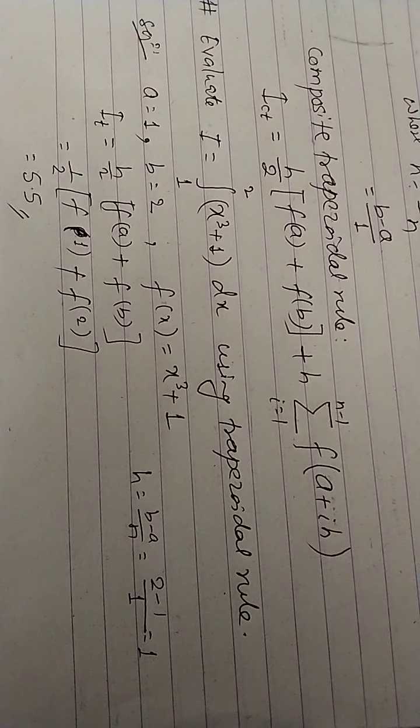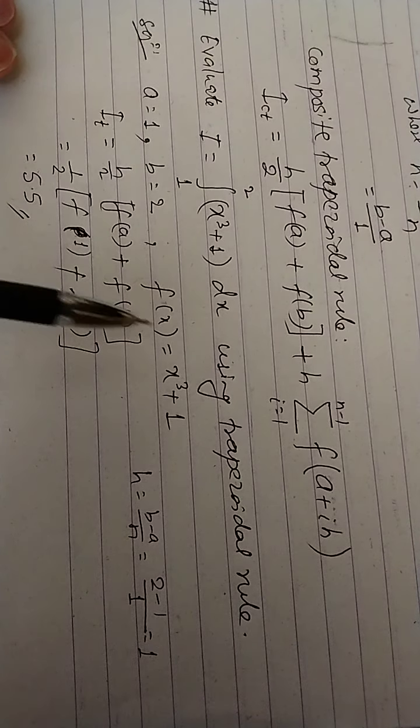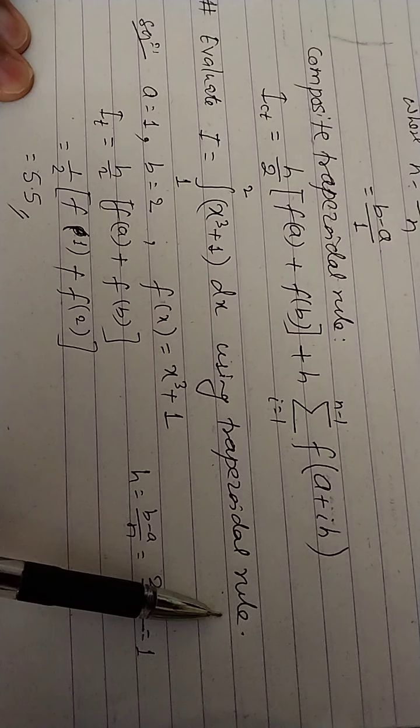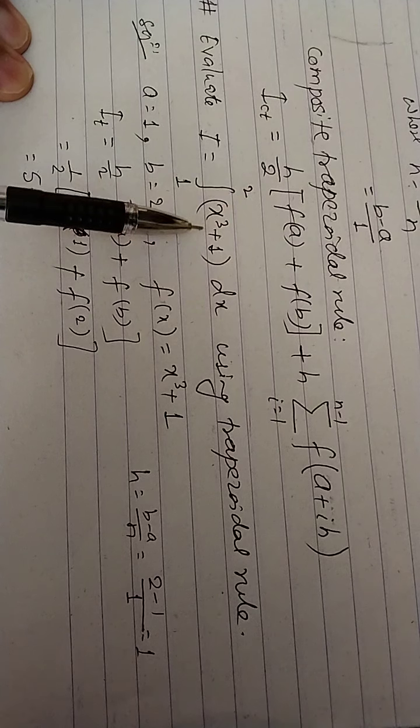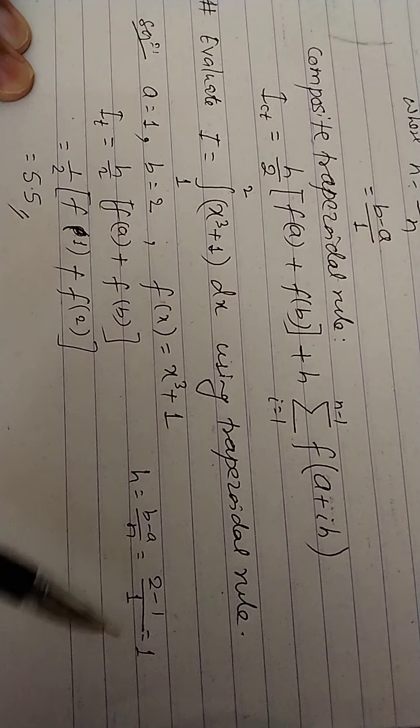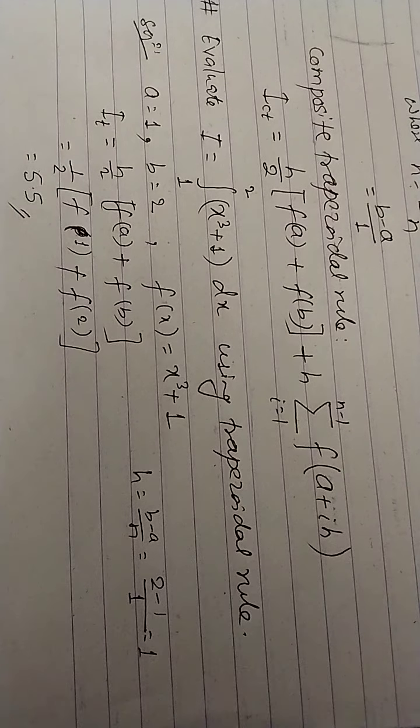So very easy. So you can do any problem by using trapezoidal rule. The limit may change and the function fx may be different. Okay. So let us do another problem. Let us try to do another problem.